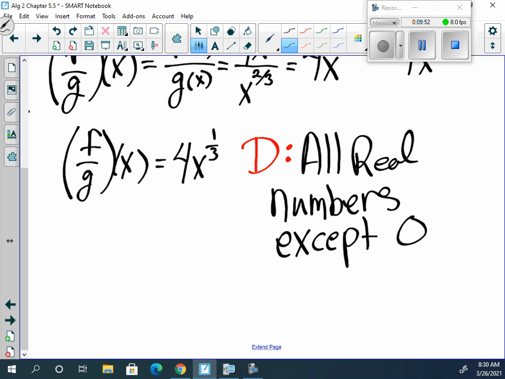Yes. Since we have x by itself in the denominator, it can't be 0. Because again, f divided by g of x is f of x over g of x, but g of x cannot equal 0. We cannot divide by 0. So we have to include this exception.